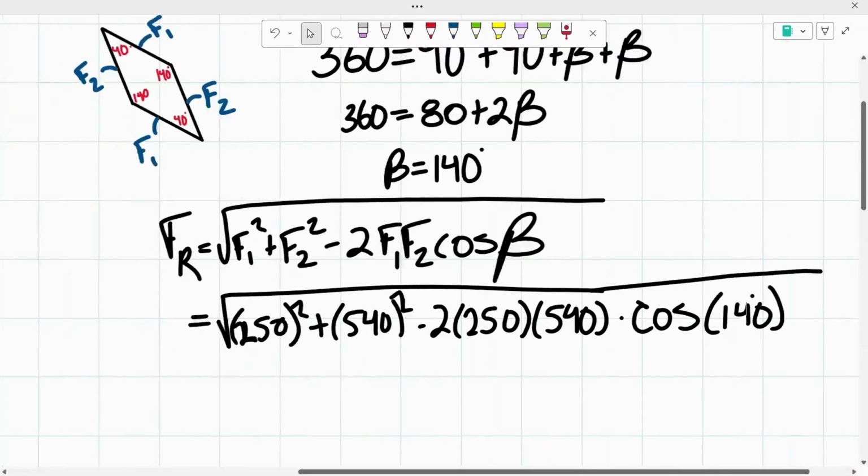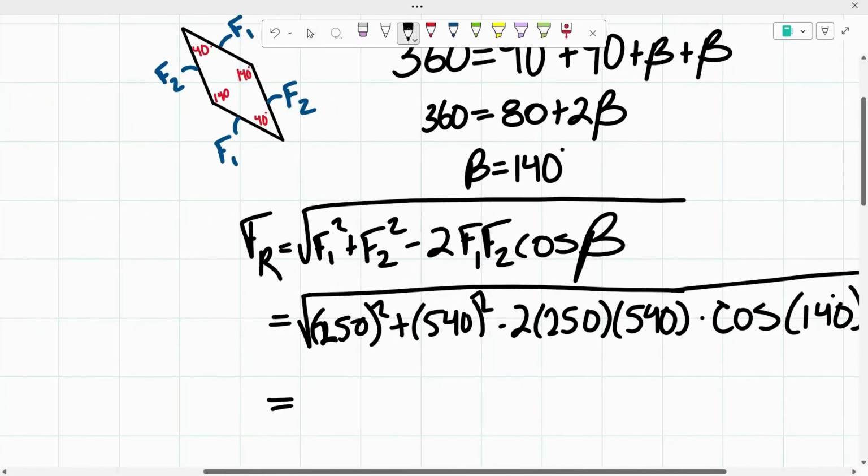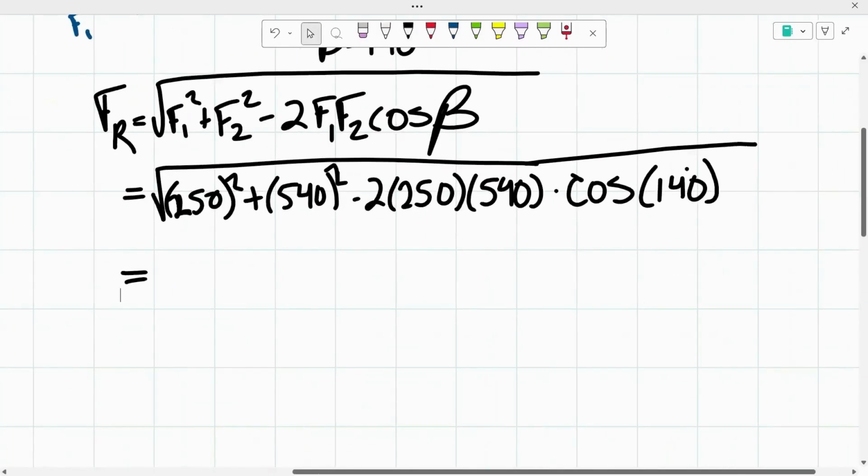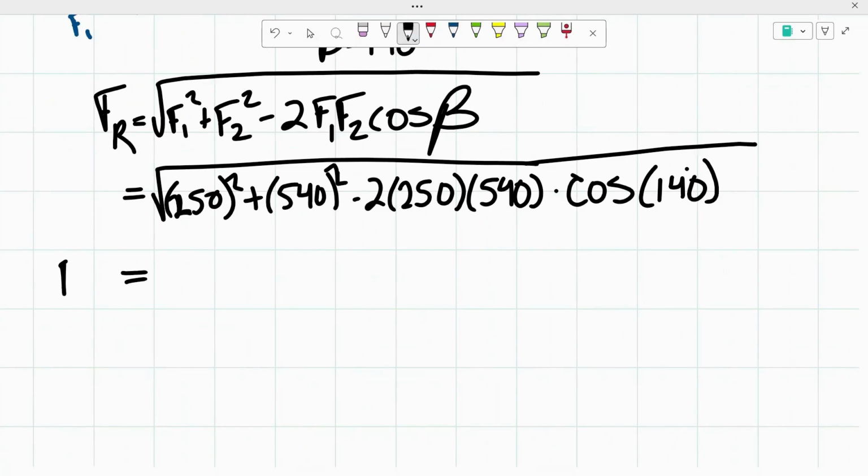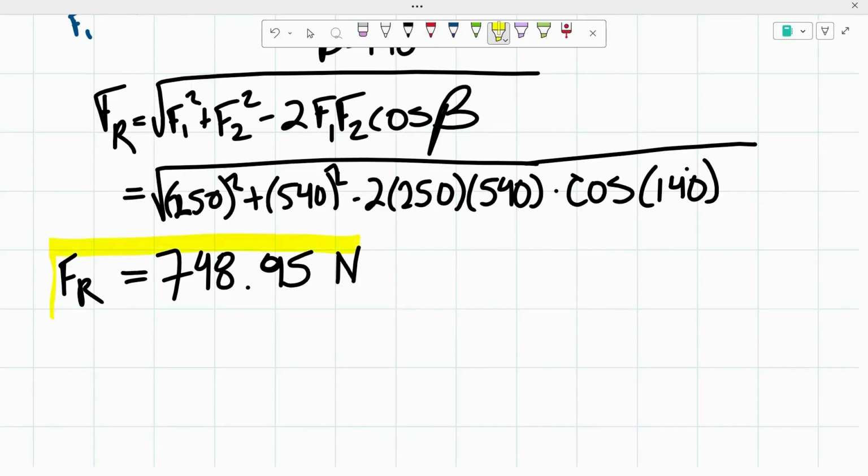And then from there, all you want to do is plug it into your calculator. One thing to note is that we have to make sure that our calculator is in degrees and not in radians. So once we input that into our calculator, we should get that the magnitude of our resulting force is 748.95 newtons. And just like that, we found the magnitude of our resulting force.